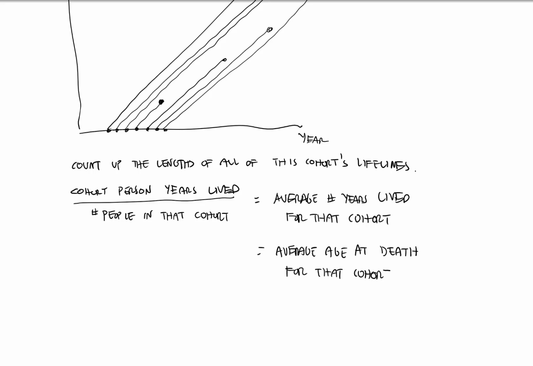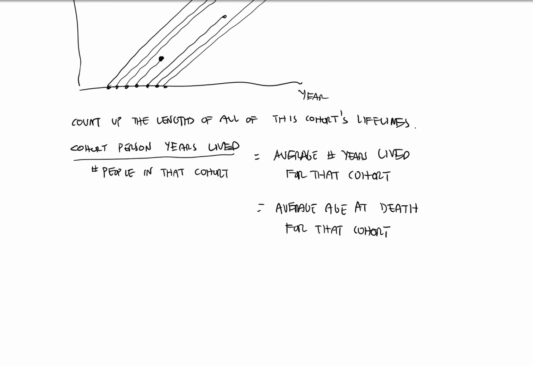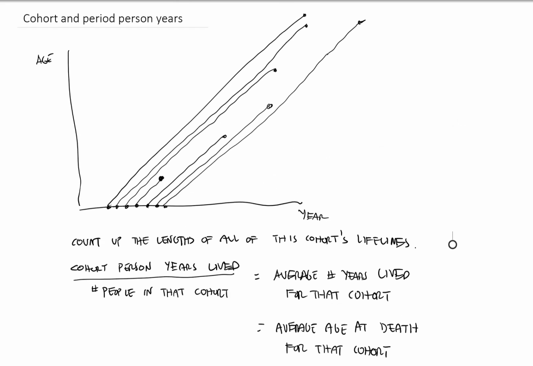All we did was add up the lengths of all of those lifelines. That gave us the total cohort person years lived. And then we divided by the size of that cohort. That's the average age of death for that cohort. We have another name for that. We call that the cohort expectation of life at birth. And earlier we called that thing E0.